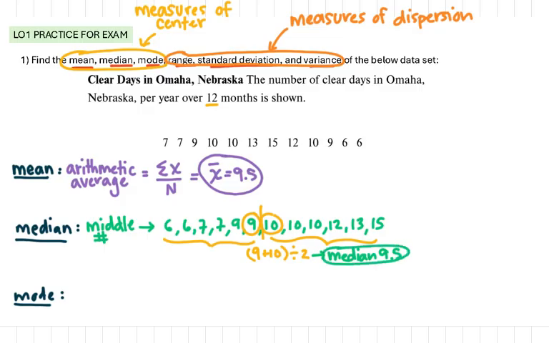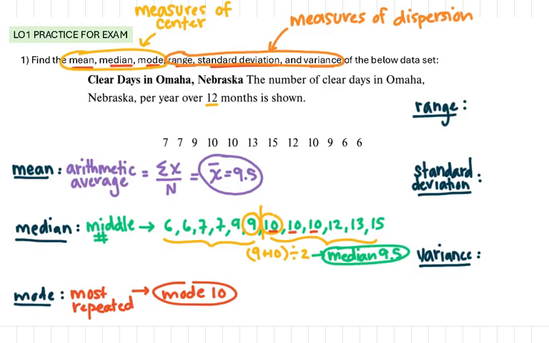All right, let's talk lastly about what the word mode means. Mode is the most repeated score. Now, it is possible to have no mode if nothing's repeated, or more than one mode if there's a tie for the most repeated. In this case, the absolute most repeated score is 10, and so we would say the mode in this set of data is 10.